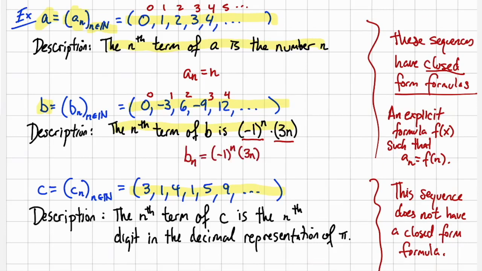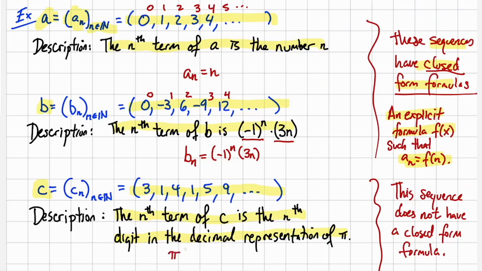In both of these two examples, the sequences have closed form formulas. That is, there is an explicit formula f of x such that a sub n or b sub n is equal to f of n. We'll be on the lookout for those in the coming videos. Let's look at this last example, the sequence C. Here the description of the sequence is the nth term of C is the nth digit in the decimal representation of pi.